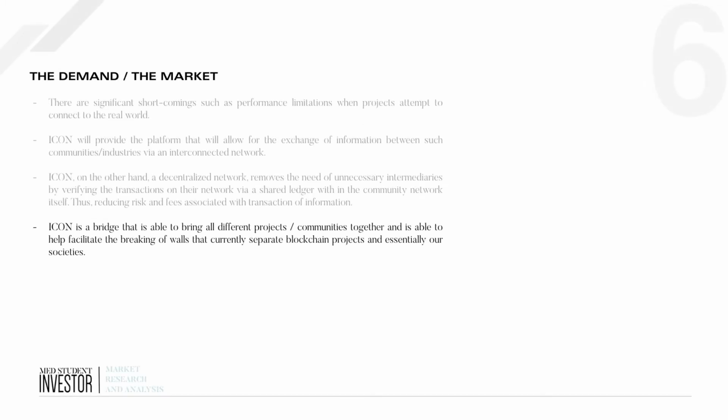Additionally, ICON's network allows each community to autonomously agree upon their system and policy, while being able to connect to other communities when needed. ICON is a bridge that is able to bring all different projects' communities together and is able to help facilitate the breaking of walls that currently separate blockchain projects and essentially our societies.